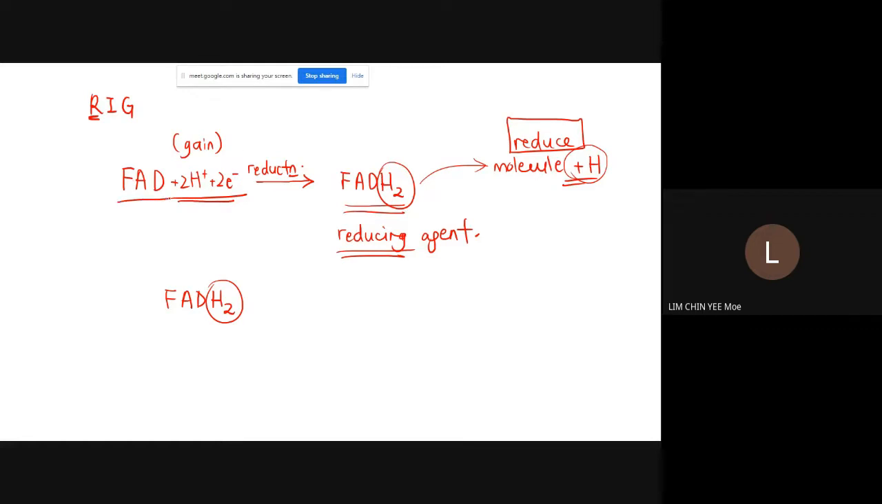Kalau yang tak ada H, what is the ability to gain H or to give away H? Gain. Gain. Dia punya ability ialah dapat hydrogen dari benda lain. So, let's say molecule ini. Molecule ini boleh give away the H untuk bagi dia. So, molecule ini kalau dia lose hydrogen, what is the process?